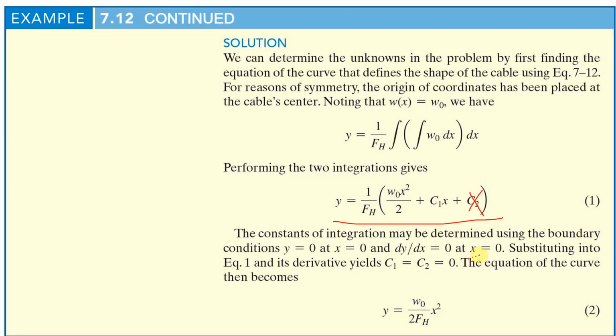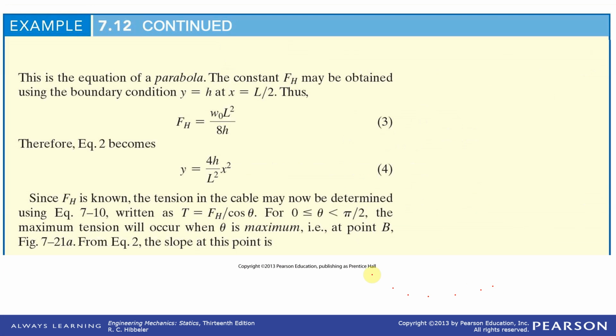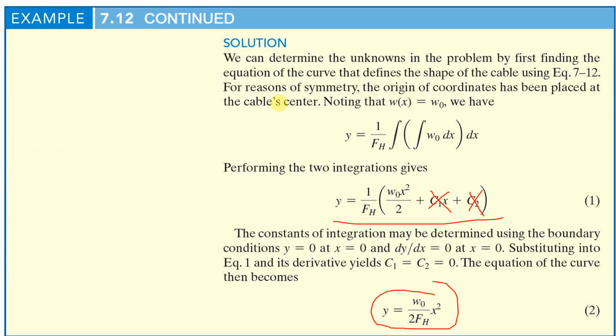The derivative equaling 0 at x equals 0, well, that would force C1 to equal 0. So we just get a simple parabola right here. Then we look at the boundary conditions, at y equals h at L over 2. So we can go up here. When we substitute L over 2 for x, then y is equal to little h, the height of the cable.